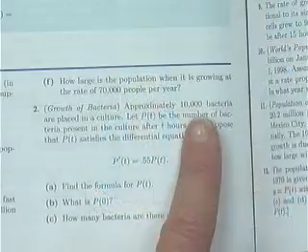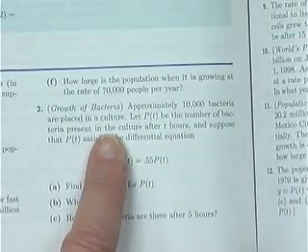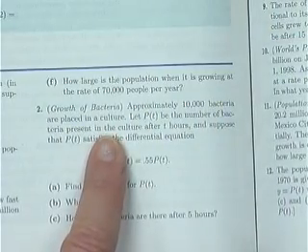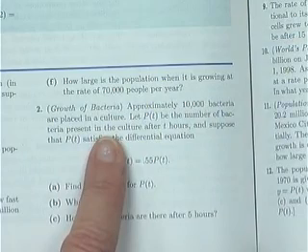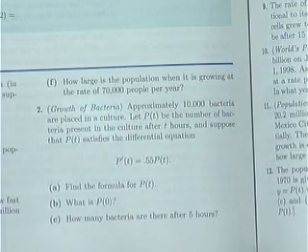Okay. Growth of bacteria. Approximately 10,000 bacteria are placed in a culture. All right, translate that for me with symbols. P sub 0 is 10,000. Whatever you're starting out with, that's your initial size. P sub 0 is 10,000. Okay?